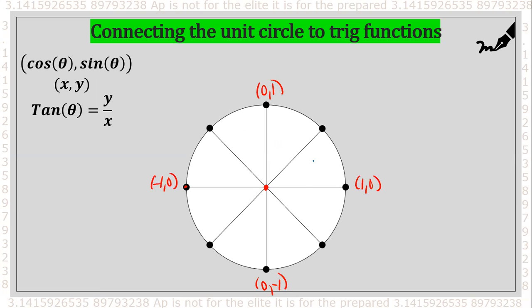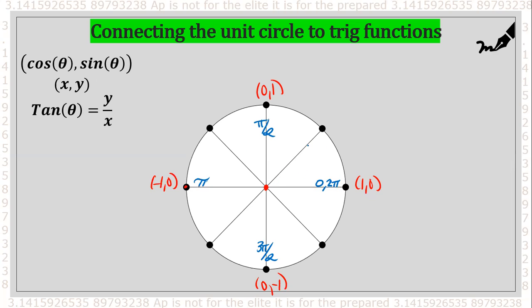Before I continue, I'm going to label this right here as my 0 degrees. This is my pi over 2. This is my pi. This is my 3 pi over 2. And this is also 2 pi, the same location of a full revolution right back at 0.